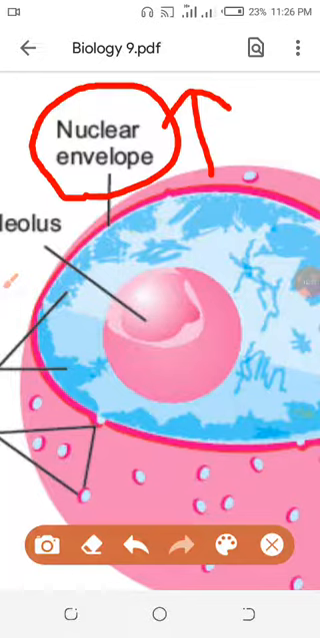I am defining these two cells because in the upcoming sessions I will open eukaryote and prokaryote in front of you for open discussion, since these two cells are present in living things. I will explain much more about the eukaryote and the prokaryote in the next sessions.